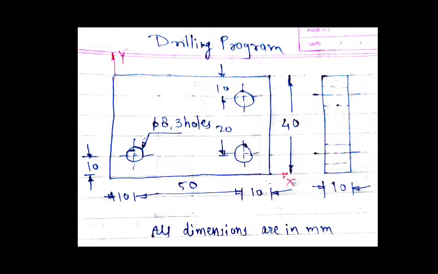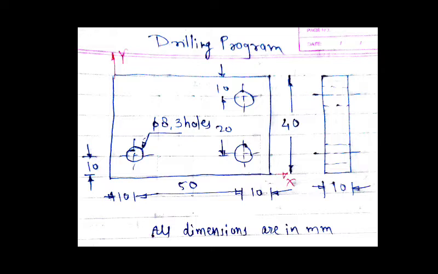Okay, now let us move to our part program of the drilling operation. So here, as you can see, the plate is given, which is 70 by 40 and has 10 mm thickness, and it has 3 holes on the plate, each having 8 mm diameter. Okay, so for this I have already prepared a program. Let us see it one by one.